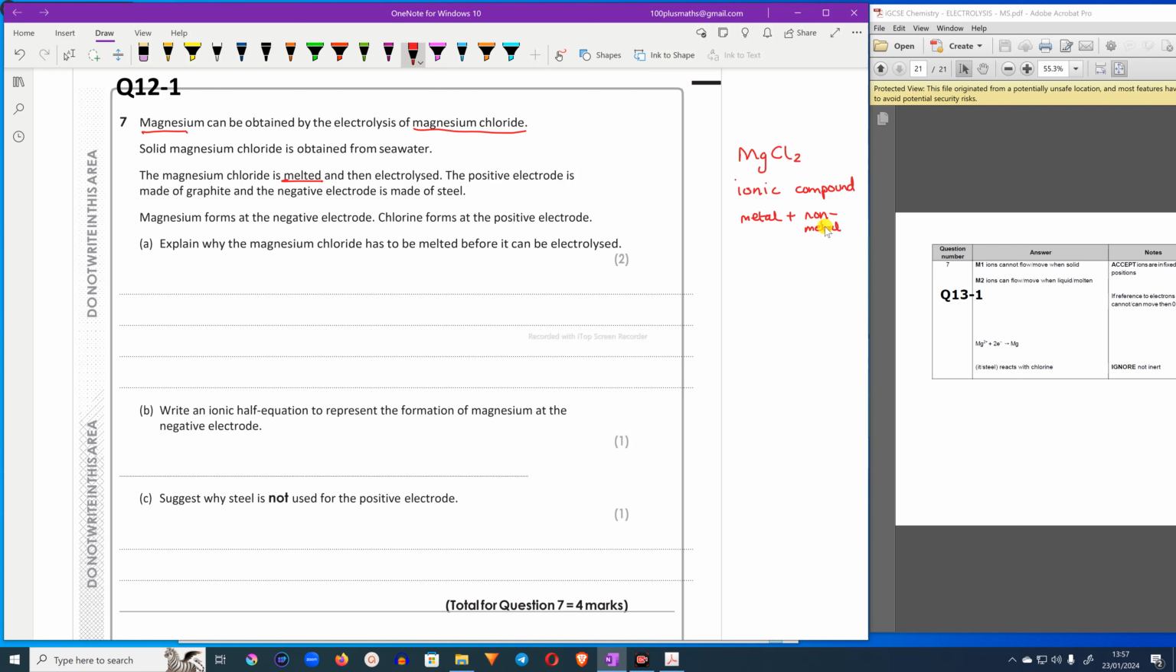Magnesium chloride has to be melted because the ions need to be able to flow. In a solid, the ions cannot flow but can flow when molten or liquid. Yeah.